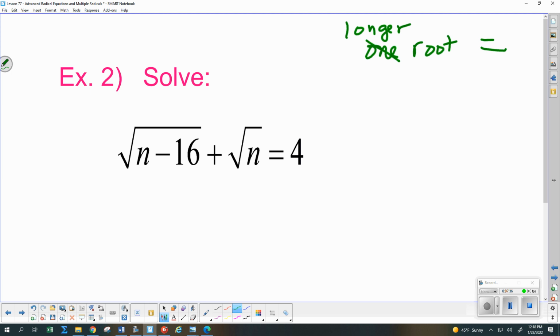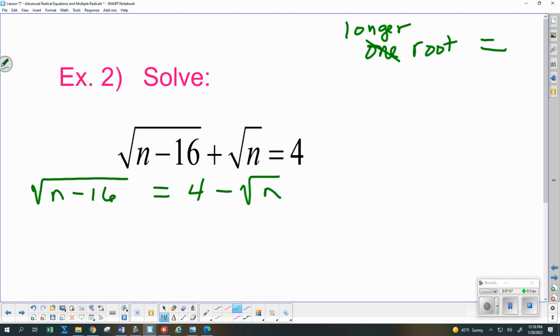If one is longer than the other, like this one, n minus 16 has 2 terms in it. That's what I mean by longer. That's the one that I want to get by itself first. So I'm going to say the root of n minus 16 equals 4 minus the root of n.